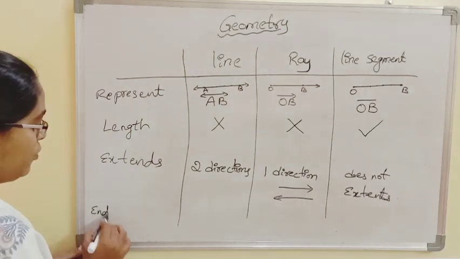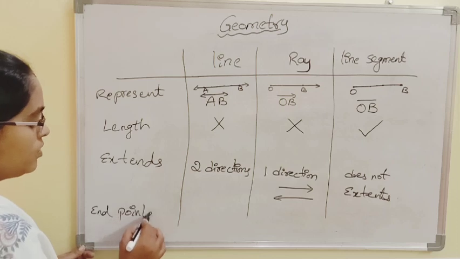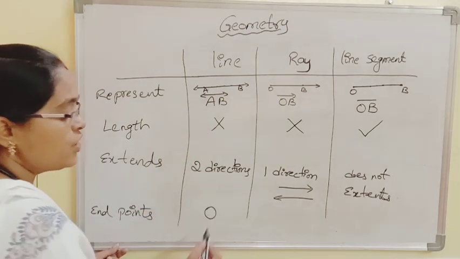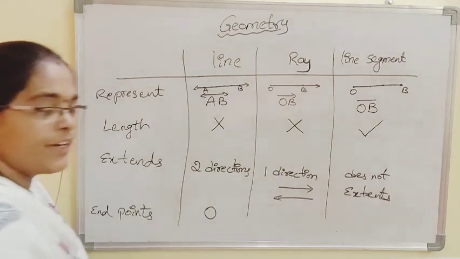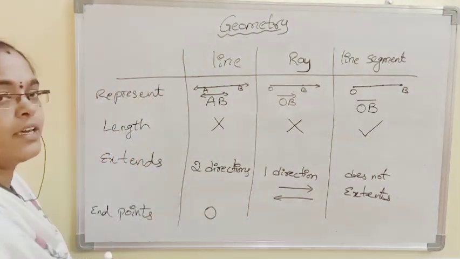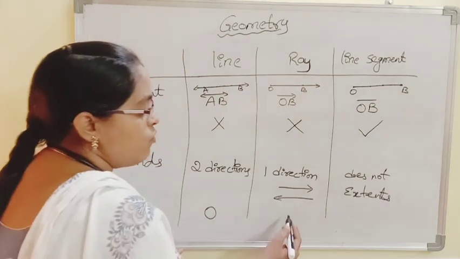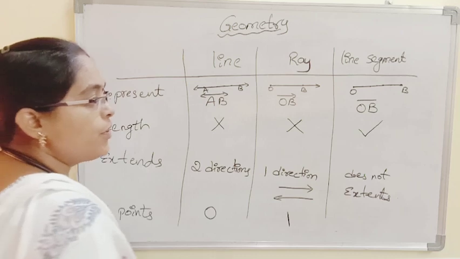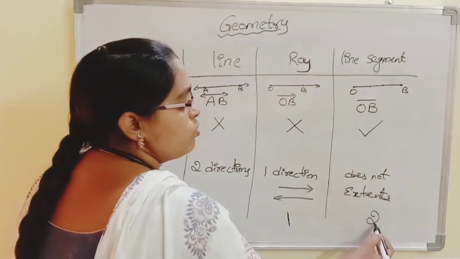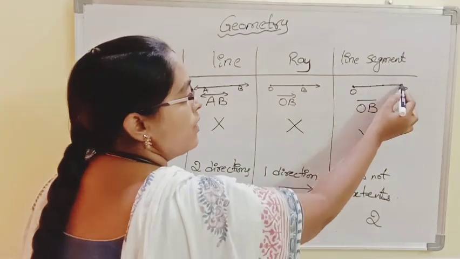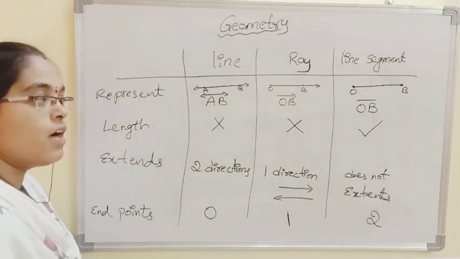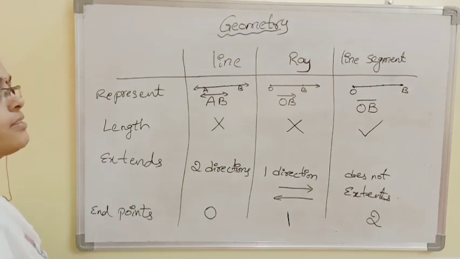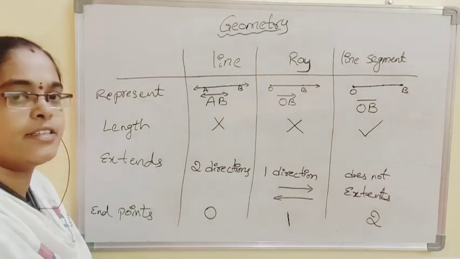Now see one more point. How many end points are there? For a line we don't have end points. Zero end points. It extends infinitely. Coming to a ray, we have one end point, that is the starting point we know. For a line segment we have two end points. Starting point we know, ending point also we know. So this is the basic thing about line, ray and line segment.